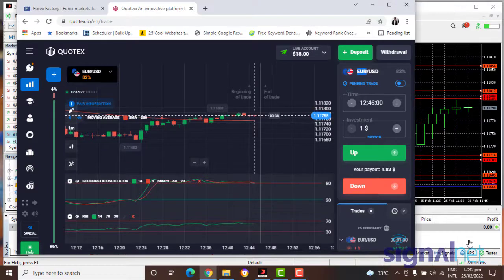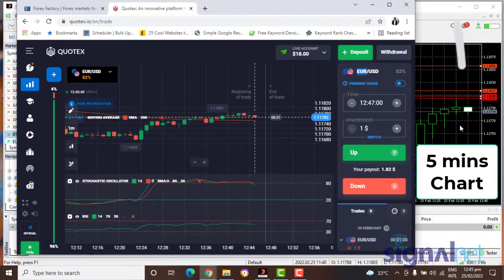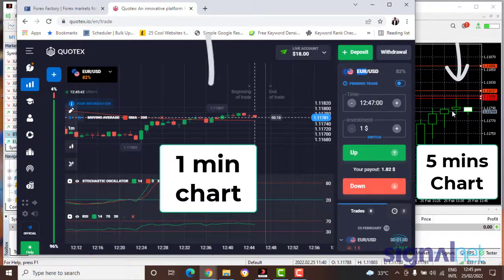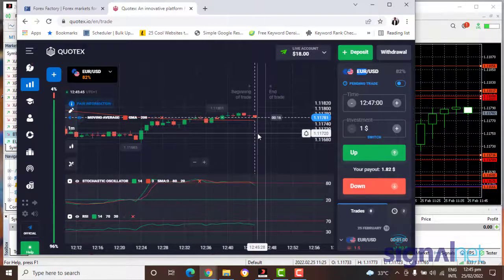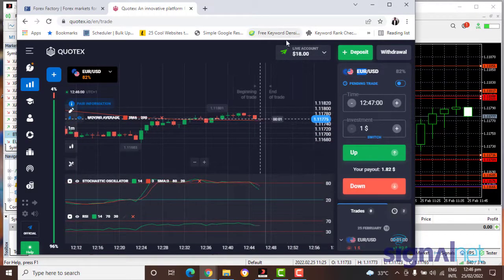While we're waiting for the next opportunity, I should explain a few things about what I'm doing and what I have on my chart. As you can see, I have Quotex opened here and another chart in the background. The background chart is a 5-minute chart, while this one is a 1-minute chart. I look for support and resistance levels on the 5-minute chart, then take my decision on the 1-minute chart. You can see it's $18 in the live account. My time per trade is about 1 minute, so I put the amounts here.